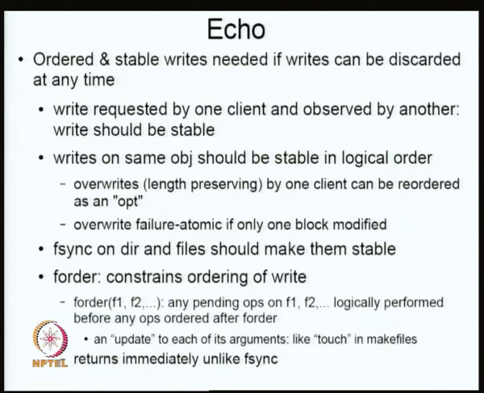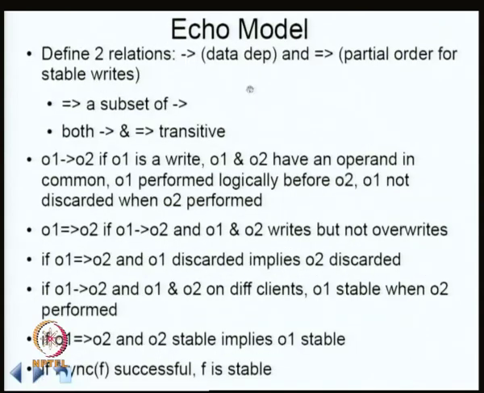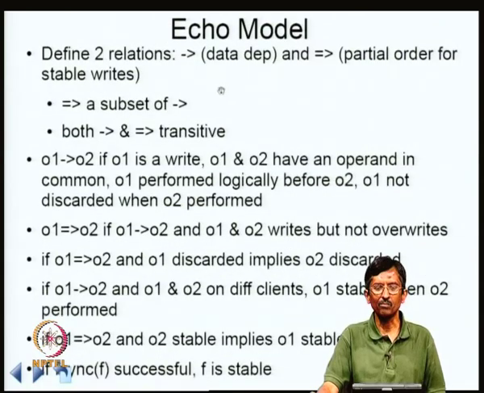It's equivalent to a crash, because I wrote something but it never made it to the other side. Nobody saw it. But if I saw it, somebody else saw it, then it better be stable on the side that sent it, because otherwise it's not equivalent to a crash. So that's why Echo has this particular model. Again, we briefly went through it last time. We'll just go through it one more time.